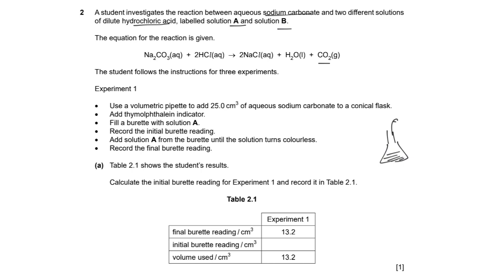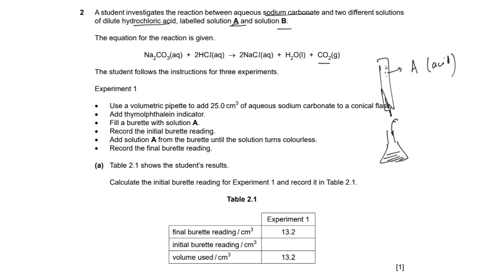He added the indicator into it, and then he filled the burette with the acid. Just draw the diagram. I'm sketching the diagram roughly so that you get a basic idea, and I would ask you to do the same in the exam. Just draw the diagram, and this will help you summarize the information that he's giving you. Fill the burette with solution A. What was solution A? This was solution A, the acid, right? And record the initial burette reading.